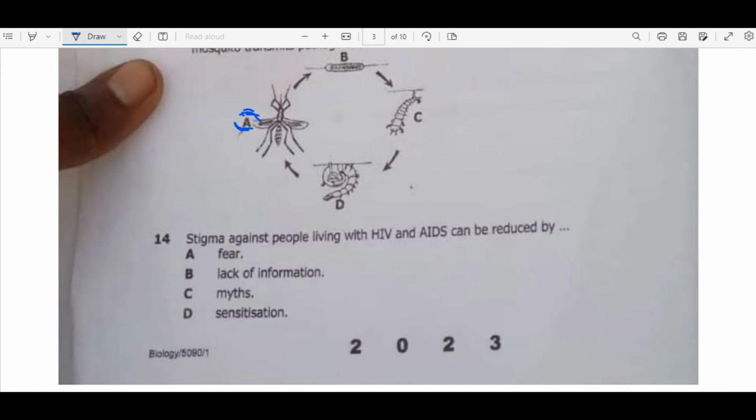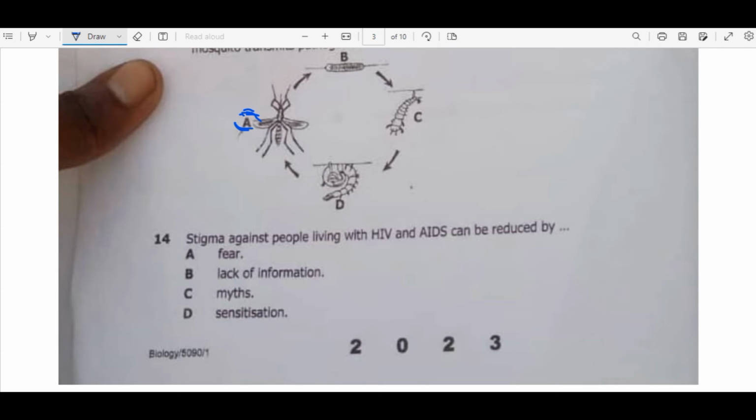So we are looking at the options given. So we have fear, and then lack of information, myths, and then sensitization. So obviously fear, you find that it comes as a result of stigmatization, and then lack of information, and then myths, and then we have sensitization.